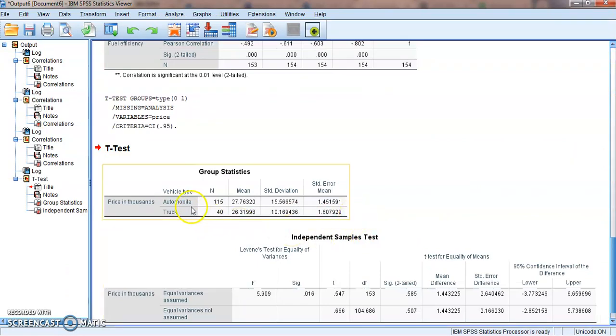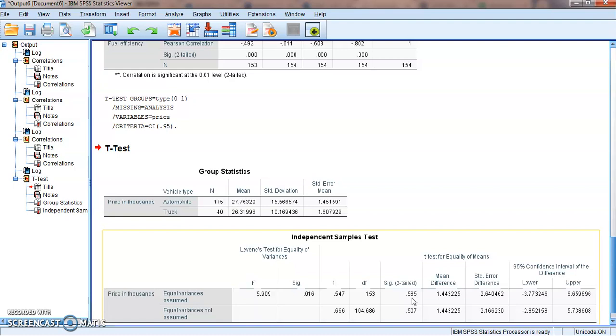What we find here is the average car costs about $27,500, almost $28,000. The average truck in this data set costs about $26,300. So there's not a substantial difference, less than $1,500 separates the two. But if we look down here, once again we're looking for the word significance. The significance is 0.585, so about a 58.5% chance that we are wrong. That is completely unacceptable. Keeping in mind, we want to keep our chances of being wrong less than 5%, and we're nearly at 60% in this case. So we would reject the hypothesis that cars and trucks are different in price.